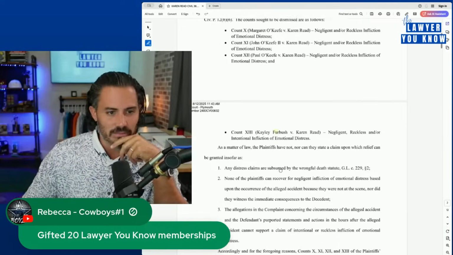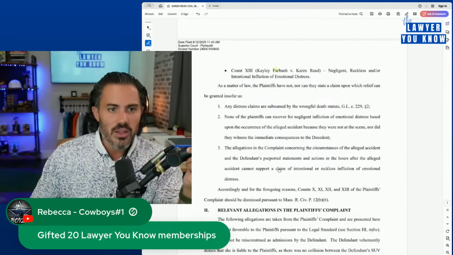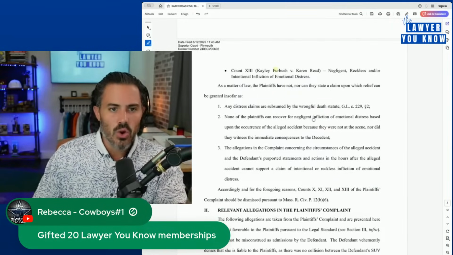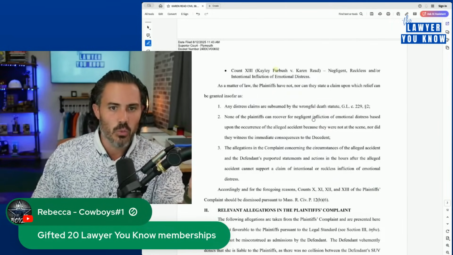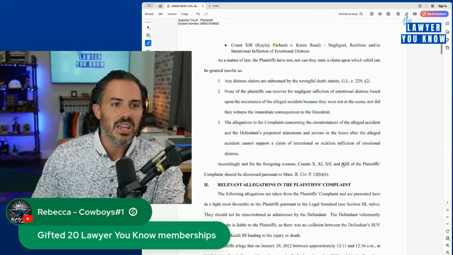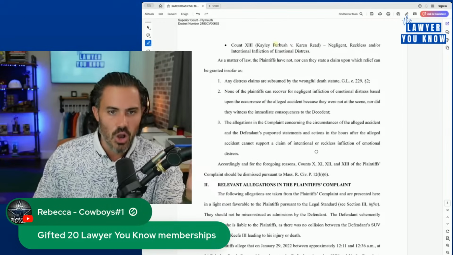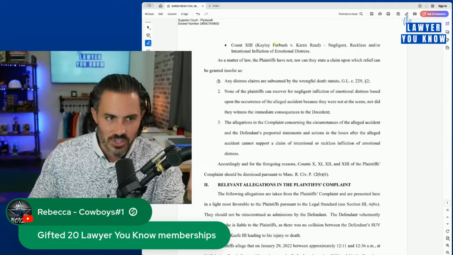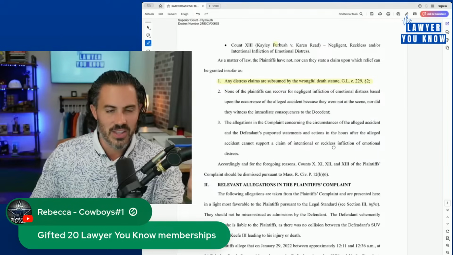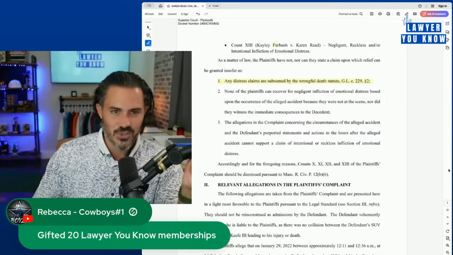All right, let's read here. As a matter of law, the plaintiffs have not, nor can they, state a claim upon which relief can be granted insofar as any distress claims are subsumed by the wrongful death statutes. I don't necessarily know if I agree with this from Karen's defense team. I actually think I disagree with it.